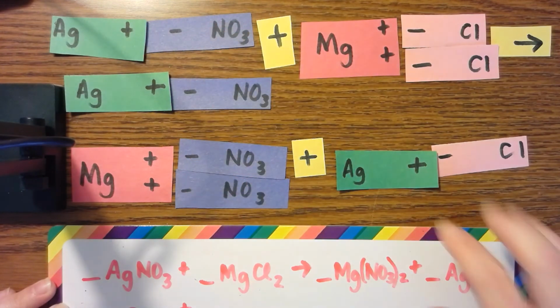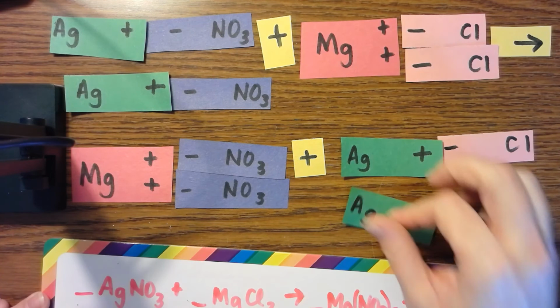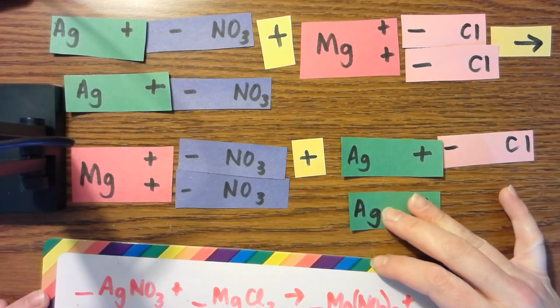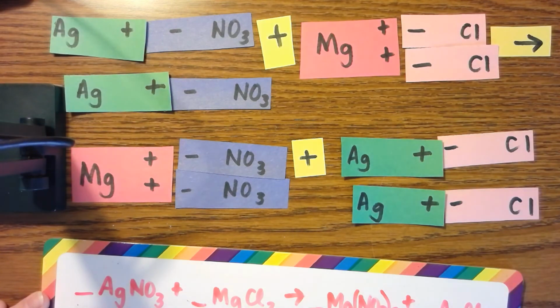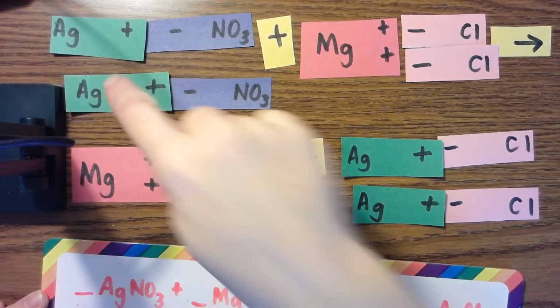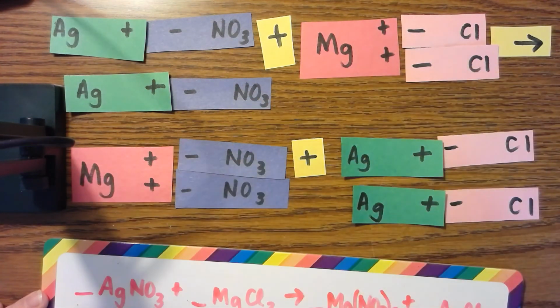So then, okay, what else do I have to fix? Now I added a silver, so that means I'm going to need another silver on this side, but I can't just add a silver. It's got to be that compound that I add, so AgCl. And then let's see, 2 green ones, 2 green ones, 2 blue ones, 2 blue ones, 1 red one, 1 red one, 2 pink ones, and 2 pink ones.